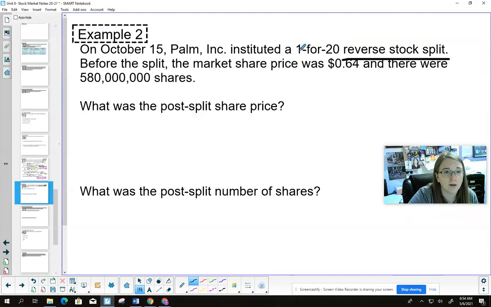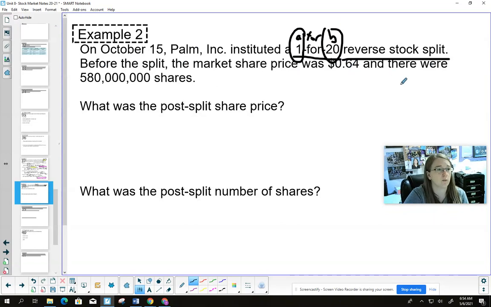So 1-for-20, once again, which one of these is A and which one of these is B? This is A for B. So let's keep that in mind. A is going to be 1, B is going to be 20. Before the split, the market share price was 64 cents and there were 580 million shares. So I'm going to go ahead and write this as 580 million. We can see all of the zeros here, but I prefer to work with the 580 rather than all those extra zeros.